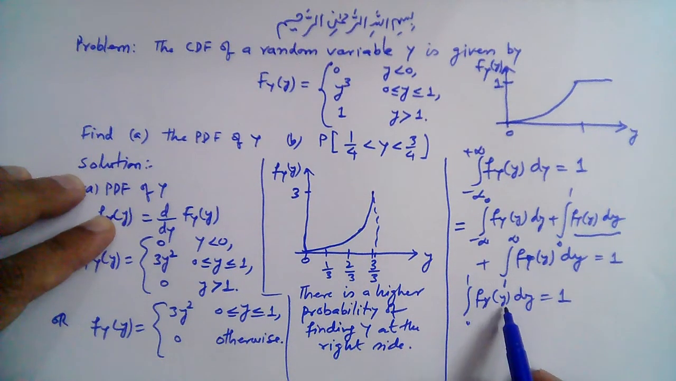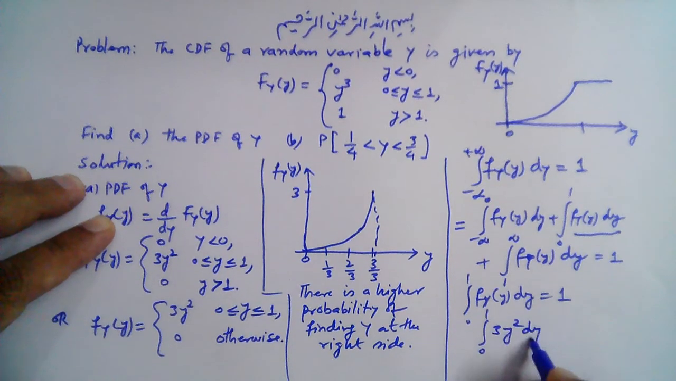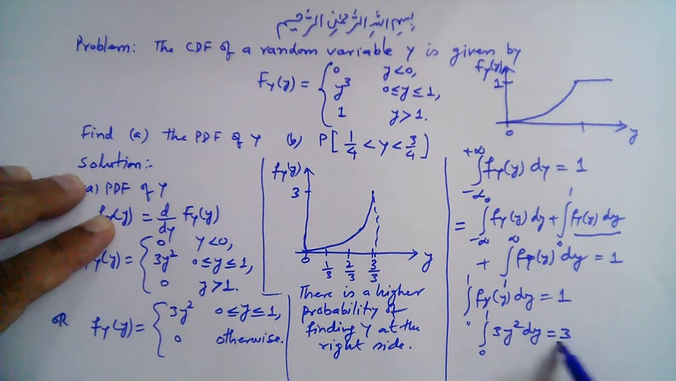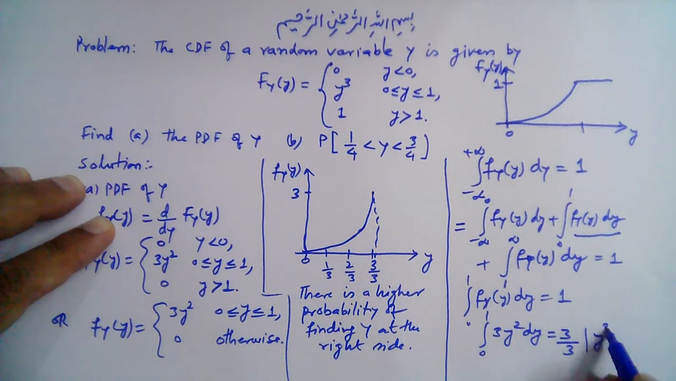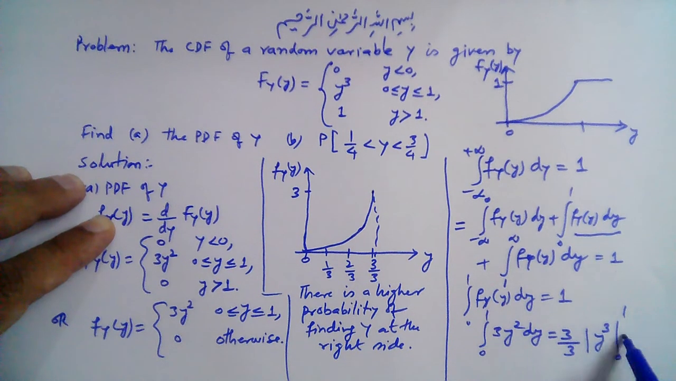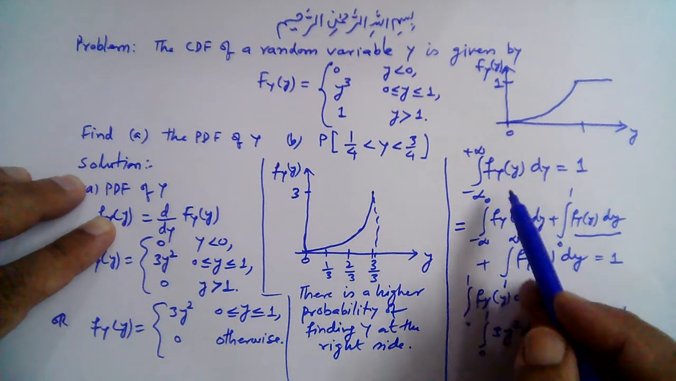So the value of fy of y between 0 and 1 is 3y square. So let's substitute it here. Integral between 0 and 1 of 3y square dy. This comes out to be 3 and y cube over 3, between 0 and 1. So this will be 1 minus 0, and 3 over 3 is 1. So this is 1, which shows that the PDF that we have found is a valid PDF, because it satisfies this property.